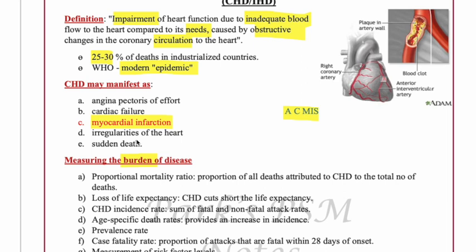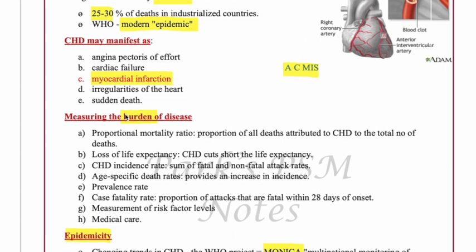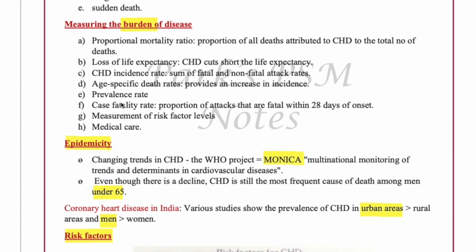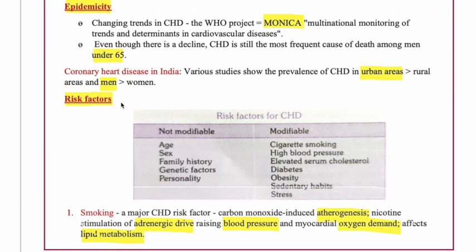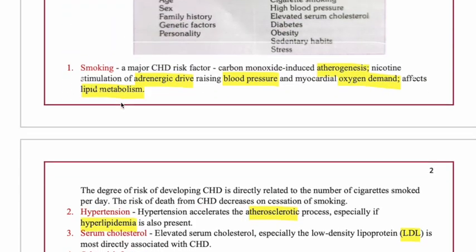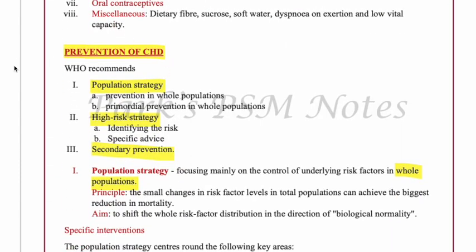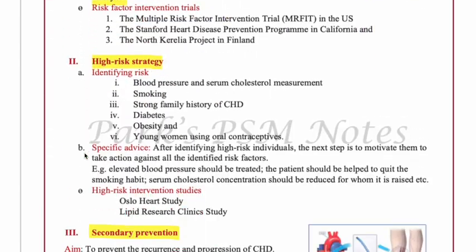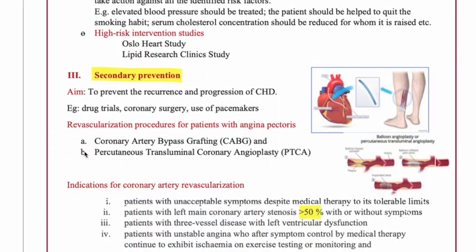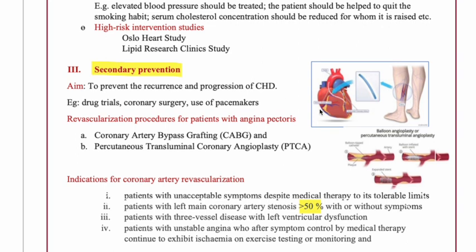So today we studied the definition, how CHD is manifested. We studied how we can measure the burden of the disease, about the epidemiology and risk factors for CHD, and finally the prevention of CHD, which includes population strategy, high risk strategy, and secondary prevention. So also the revascularization procedures.